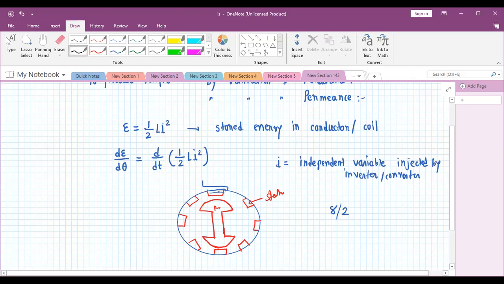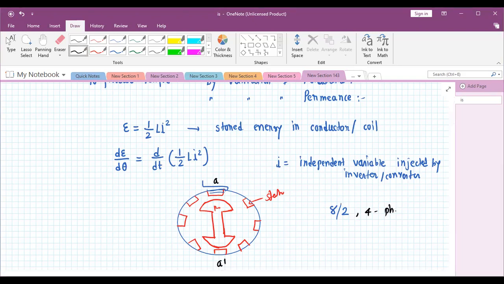Say for example, you have started a winding and I will call it phase A. Yes, Karthik, there are 4 phases. So we can say it is an 8 by 2, 4-phase stepper motor.